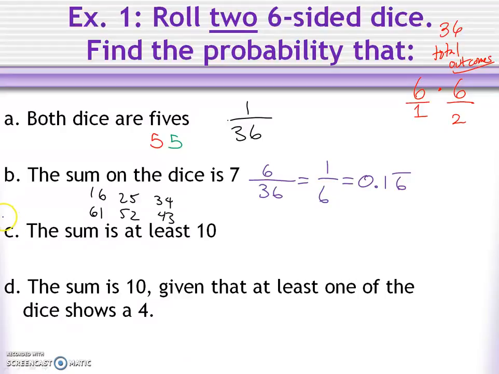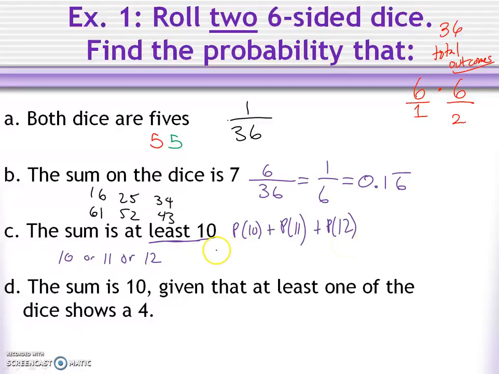All right. So for part C, now we're going to look at the sum being at least 10. Whenever you see the words at least, you can think 10 or 11 or 12. And whenever we have ors in probability, we can add them together. So this will be the probability of getting a 10 plus the probability of getting an 11 plus the probability of getting a 12.